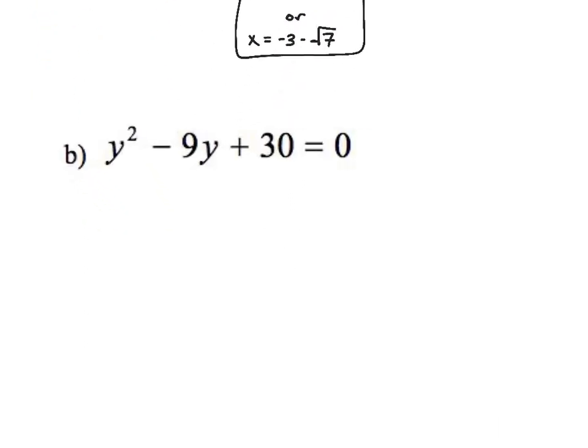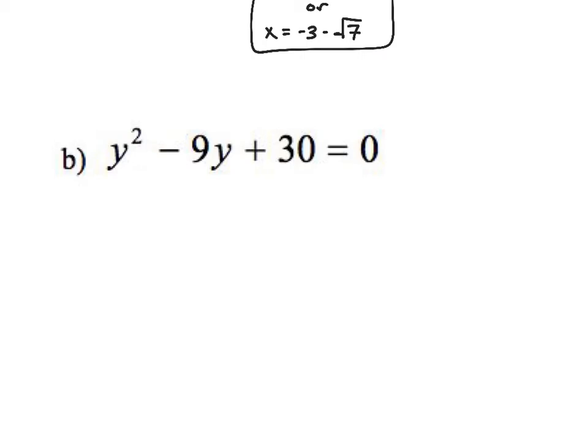All right, let's take a look at part B. Part B, we're going to do it the exact same way. The only difference is that we're dealing with a different variable here, y. That doesn't matter. We're still going to use the same process. The first step is to subtract 30 from both sides. I'm going to subtract 30, move that over, because this is not factorable. When it tells you to do it by completing the square, typically that tips you off that you can't factor something. Two numbers that multiply to 30 but add to negative 9, that's not going to work. So let's go ahead and solve this.